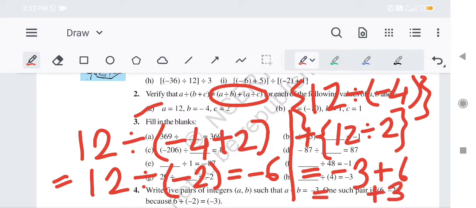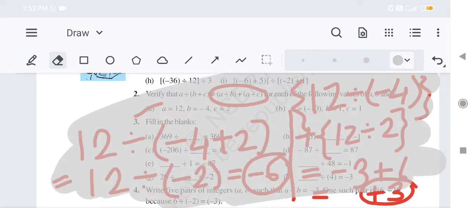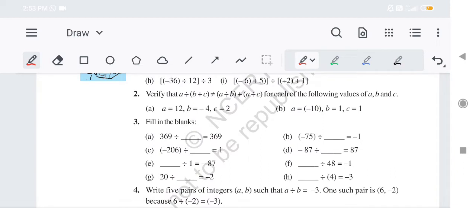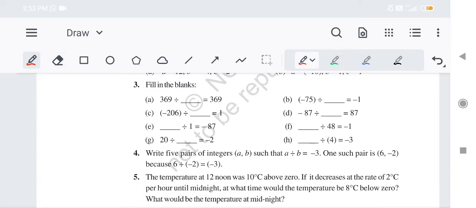So here the answer we have got is minus 6 and here in the right hand side we are getting the answer plus 3. So both are not equal. So in this way we can verify it. So I have done the first sum. I hope you will be able to do this next sum. Okay, so this will be your homework. Let's come to the next sum.